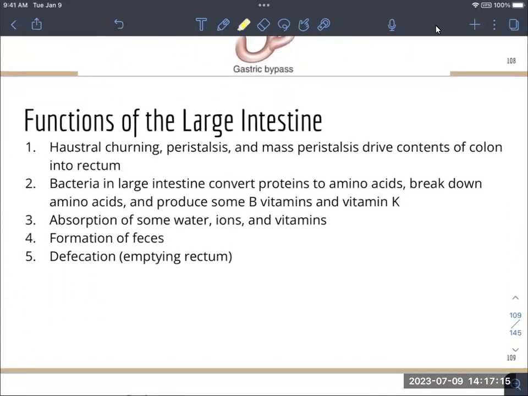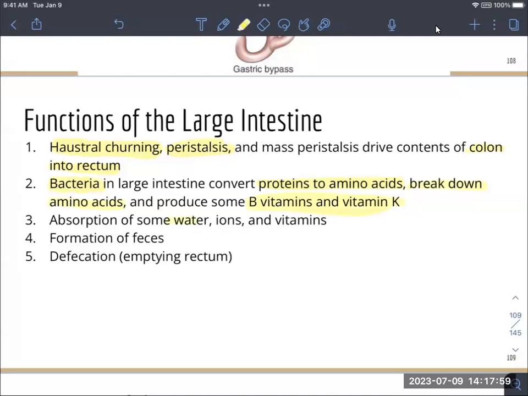Large intestine. Our large intestine has what is known as haustral churning. So it churns what is released into it. It does peristalsis because it's trying to drive the contents of that large intestine or colon into the rectum. We have a lot of bacteria in our large intestine. That's their home. They take these proteins and they break them down to amino acids. They can even break down amino acids. They make some of our B vitamins, and these bacteria make vitamin K for us.